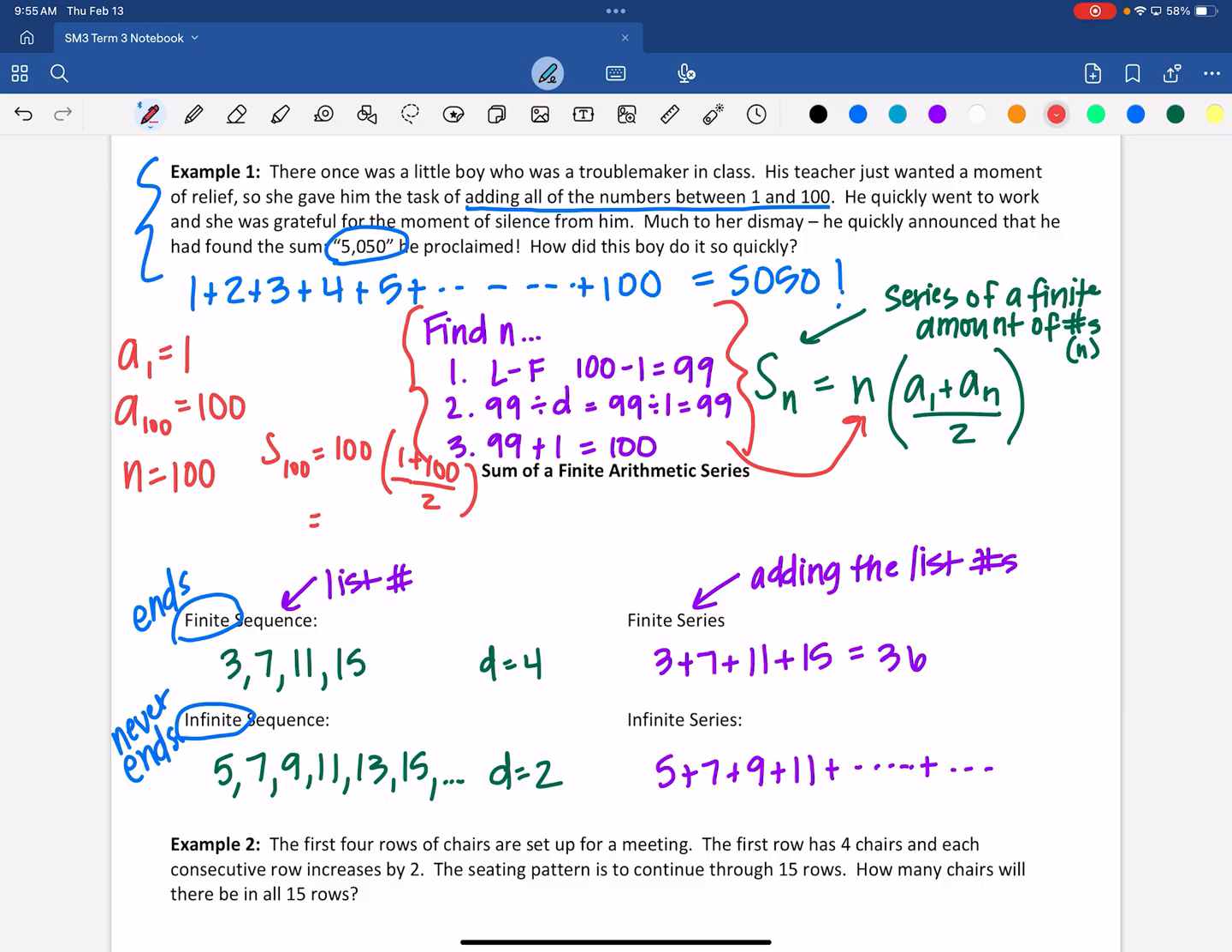Okay, what do we get? Did someone put this in the calculator? What number is it? 1 plus 100, so 101 divided by 2 times 100. What do we get? Times 100. 50-50. Is that how the kiddo got it?